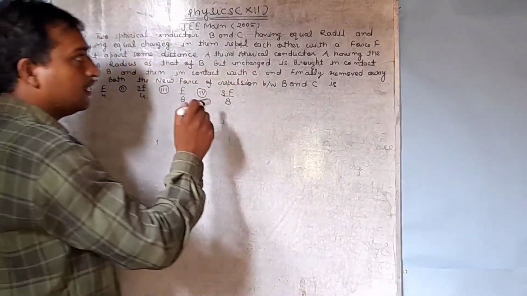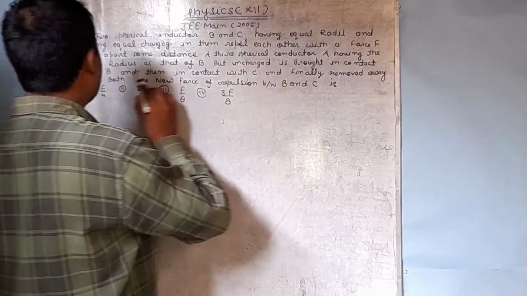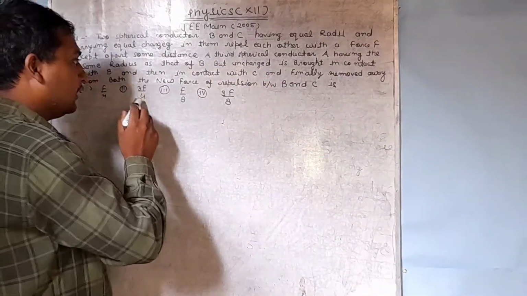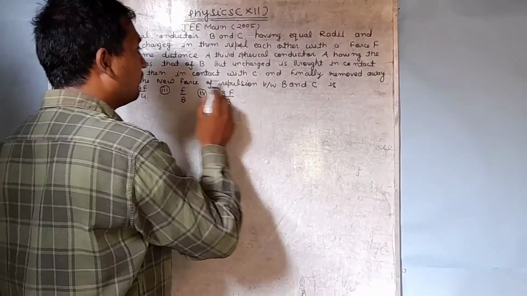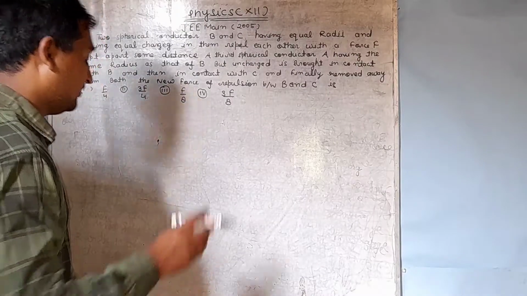What we have to notice here is that A is uncharged. It is brought in contact with B, then in contact with C, and finally removed away. Now what is the new force of repulsion between B and C? So now let me visualize this situation here.